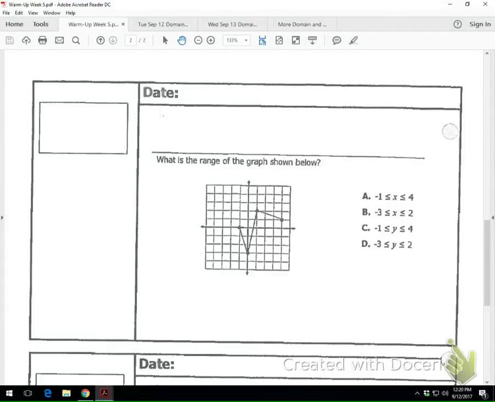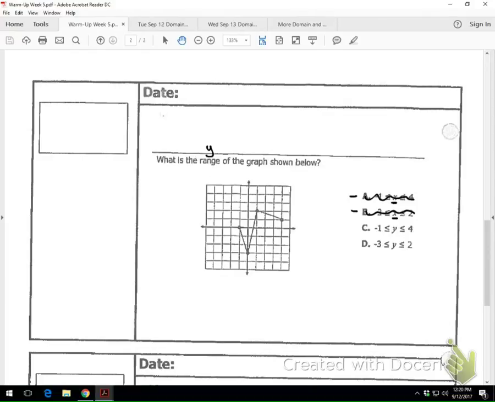Okay, so let's look at this warm-up. They're wanting to know the range. Now, if we go back to what we have learned before, we know our range is our y. If you look at your answer choices, you can already get rid of A and B because it has an X in it. We don't want X, so we're going to get rid of that right there. So that automatically marks it down to 2 answer choices, all you need.